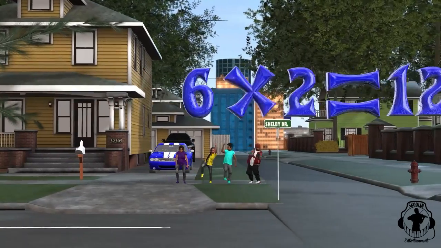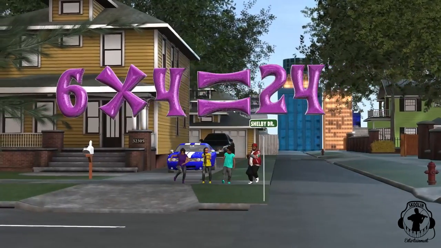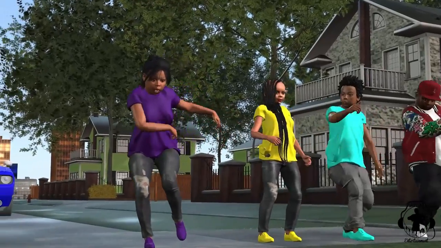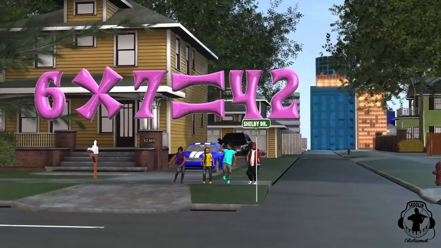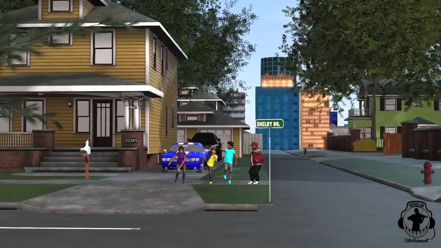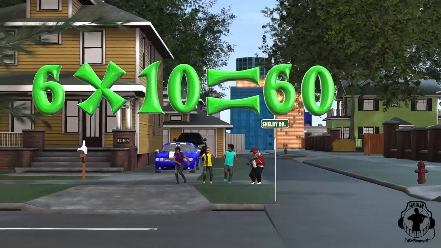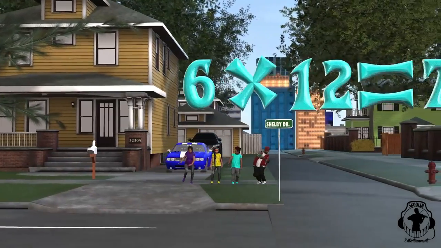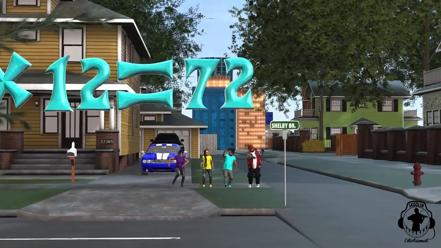6 times 1, 6. 6 times 2, 12. 6 times 3 is 18. We gon' learn them well. 6 times 4, that's 24. 6 times 5 equals 30. Let's keep going though. 6 times 6, that's an even 36. 6 times 7, 42. Let's get it. 6 times 8 is the number 48. 6 times 9, 54. You're doing good, man. 6 times 10, we done made it up to 60. 6 times 11, 66. So don't miss it. 6 times 12, that's the last one. 6 times 12, 72. We got it done.